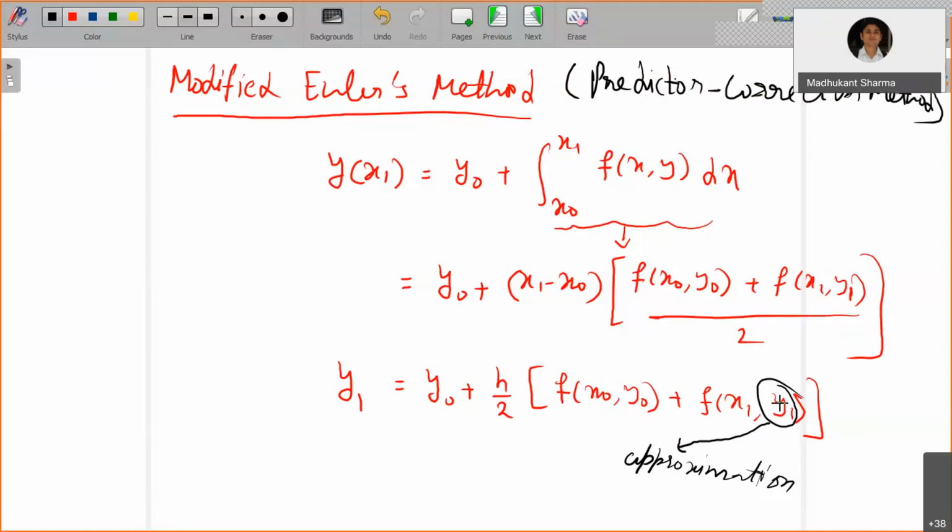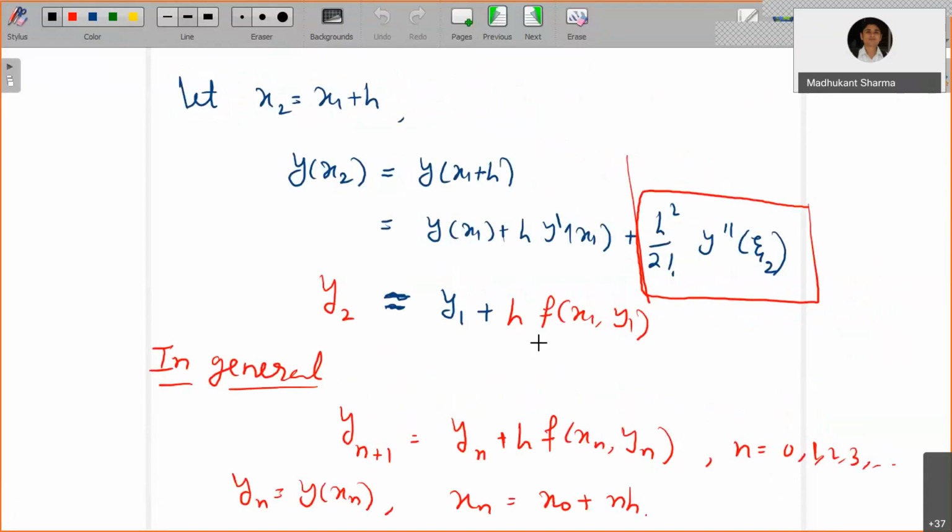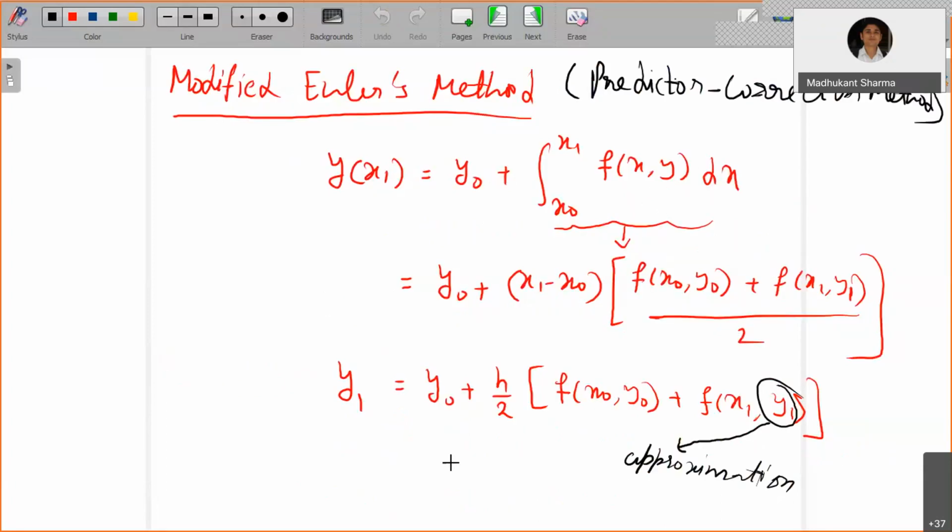So y1 you first predict, and then you correct it by this. Now there are various ways to do that. There are various methods available. This is also known as a multi-step method. The previous method is a single step method: for getting y1 you have to take one step, and for getting y2 from y1 you have to take one more step. But here it is a multi-step method.